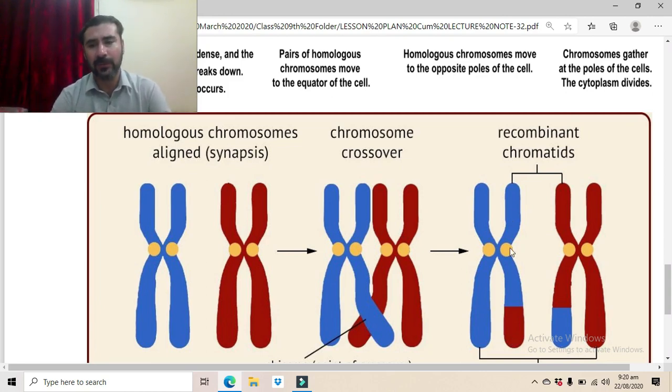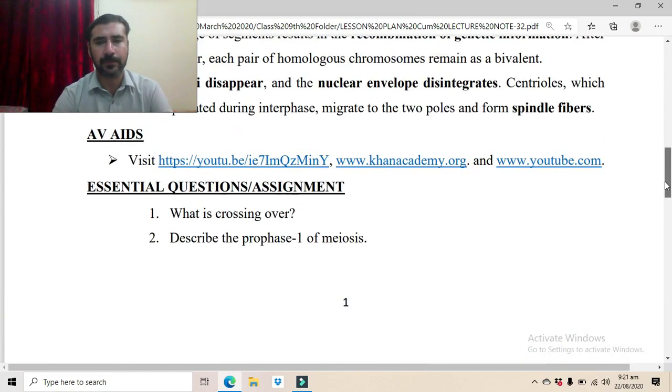Here it is shown that the parts have already exchanged. This red one is attached with the blue one, and the blue part is now attached with the red chromatid. So this exchange of parts is known as crossing over.